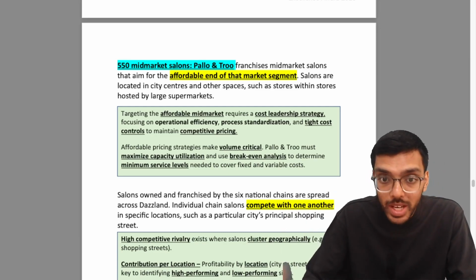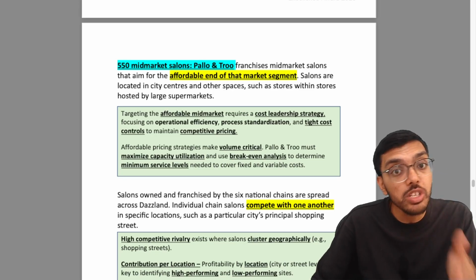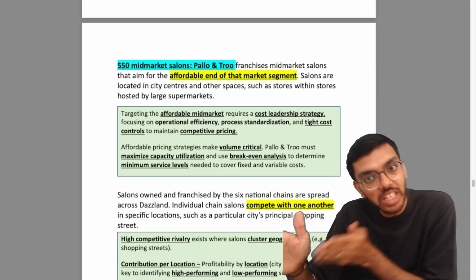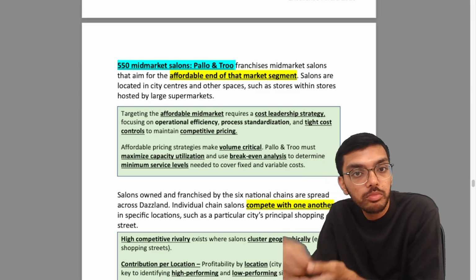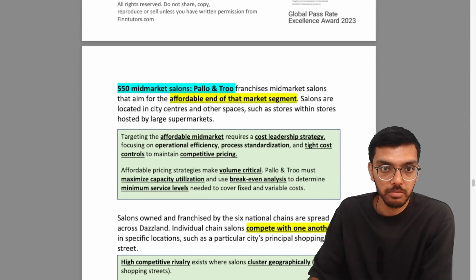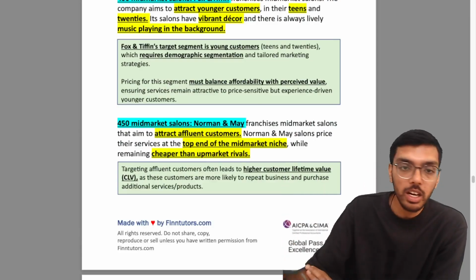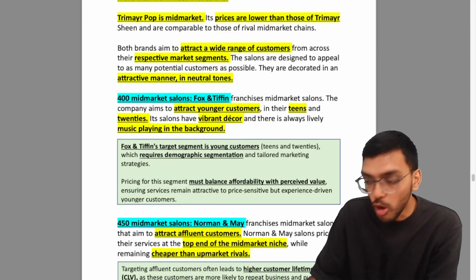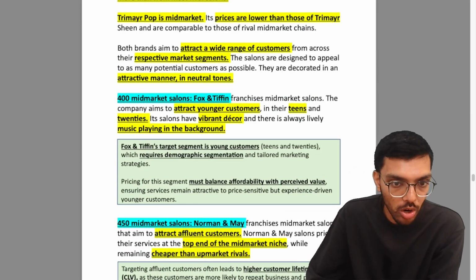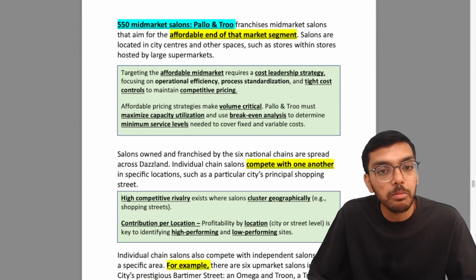Now, I would request you to keep this in mind about your competitors. What each competitor is good at. Again, in your topic list sheet itself, write it down. Palo and True focusing on affordable mid-market. Norman & May focusing on top end of mid-market. Fox and Tiffin focusing on young customers. Trimayr, you already know. Your other competitors also write it down in this same way.